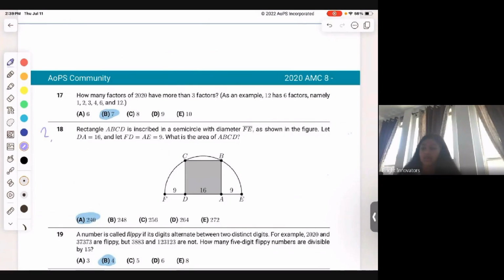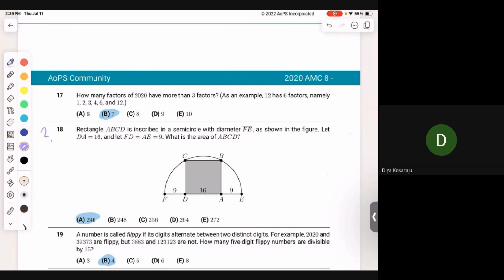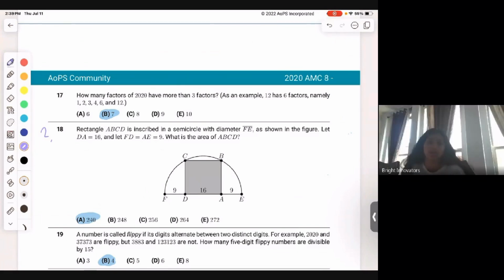Enrico was supposed to explain number 17. Okay, who else got that right? Dia, do you want to explain number 17? Okay. So how many factors of 2020 have more than 3 factors? Mm-hmm. I'm really not that sure what I did on this one. Okay, wait, who else got it right?